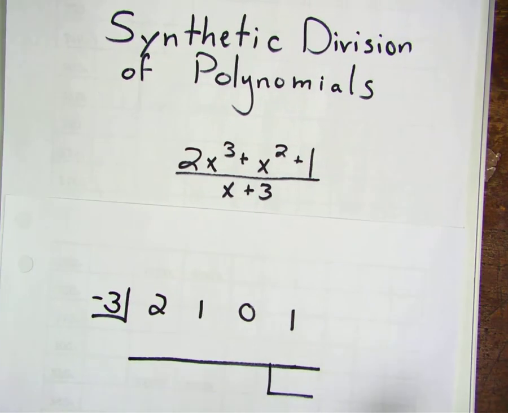And the reason for that is because in synthetic division, instead of multiplying and subtracting like we do in long division, we're going to be multiplying and adding. So that's the real reason why that happens in synthetic division. It's just a part of the algorithm.